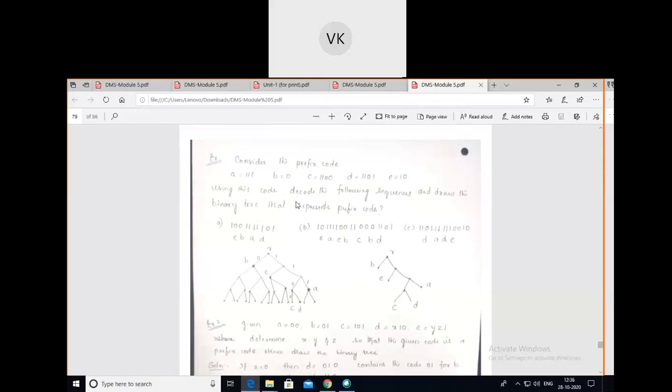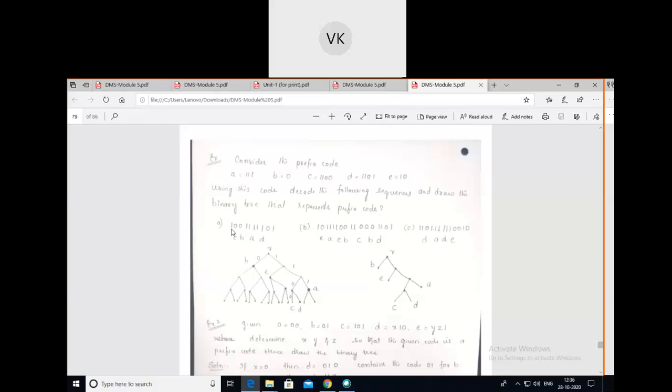This is the question here. A, B, C are the parts. For all these three, we are going to decode the binary sequence. After that, we have to draw the respective binary tree. First, decode the binary sequence and get the message. For that message, we have to draw the binary tree. Already we know how to decode the binary sequence.